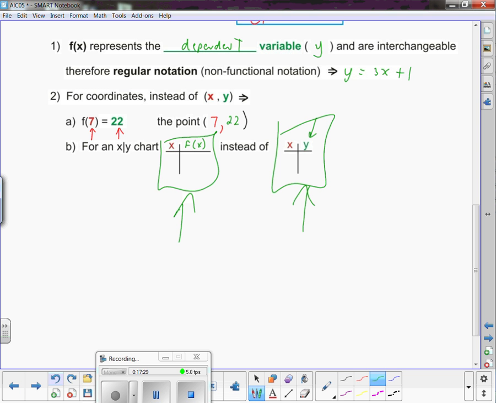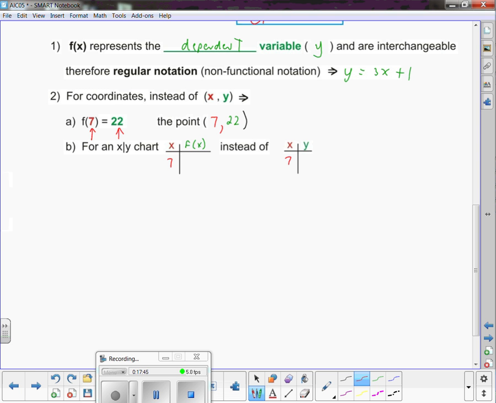Just like ciao in Italian would be hello and goodbye. Two different ways of looking at the same thing. So in this case, the x would be 7 in both cases, right? And what does it equal? In both cases it would be 22.